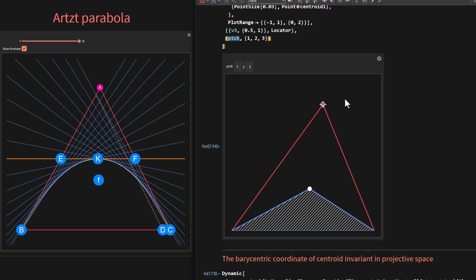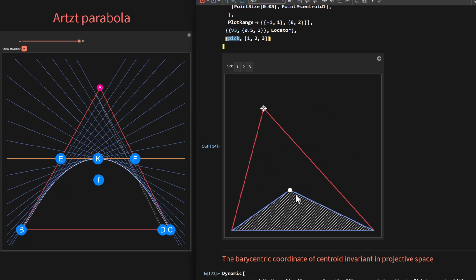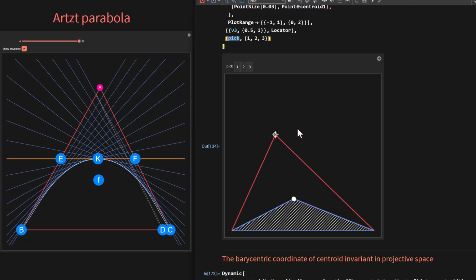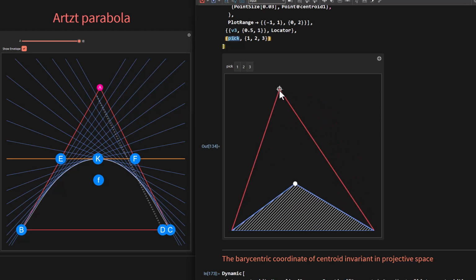As you move the triangle, of course the point here is the centroid. If you remember, the centroid is the intersection of the 3 medians. You see, if you elongate this line, it will hit the midpoint of this side. Same thing with the elongation of this particular line, and it will hit the midpoint of this side. So the intersection is called the centroid.